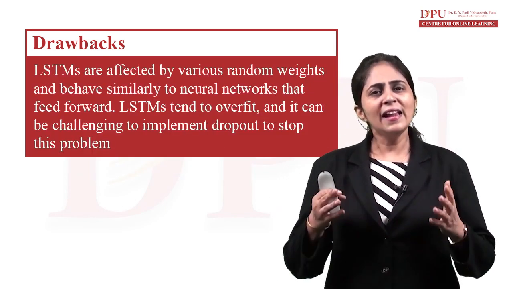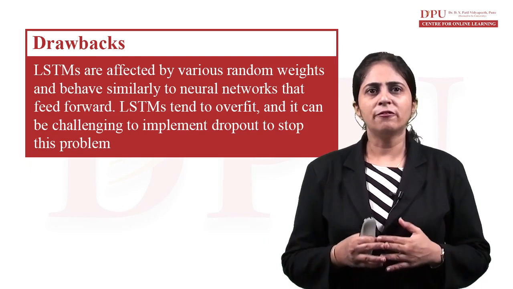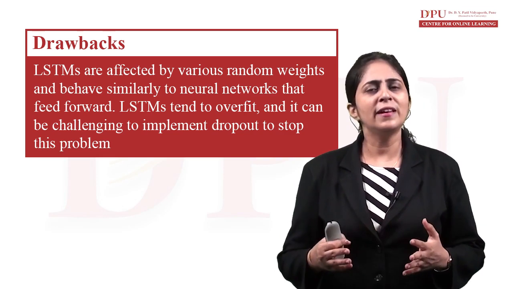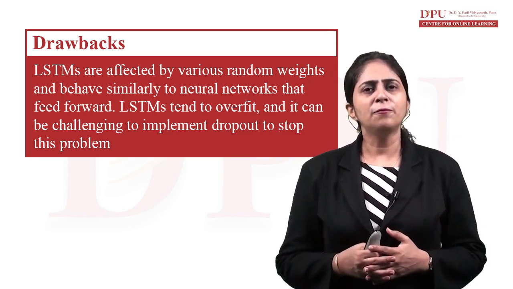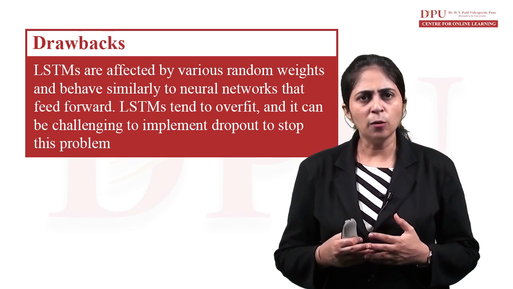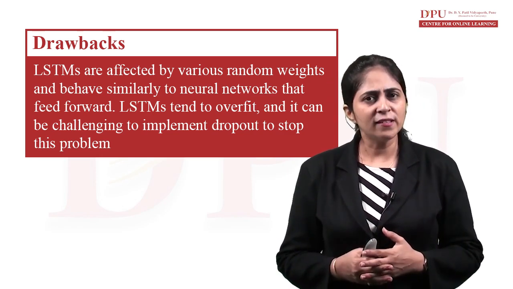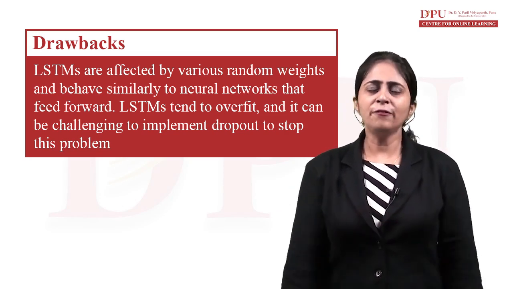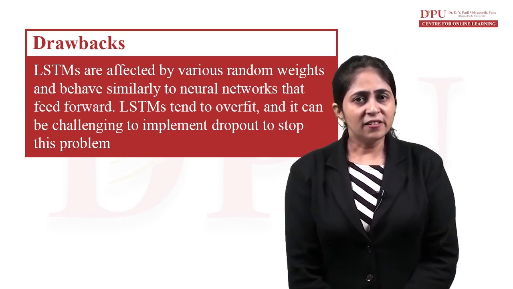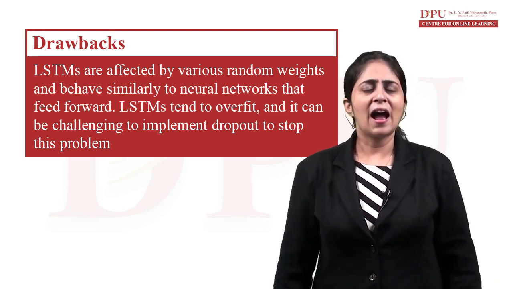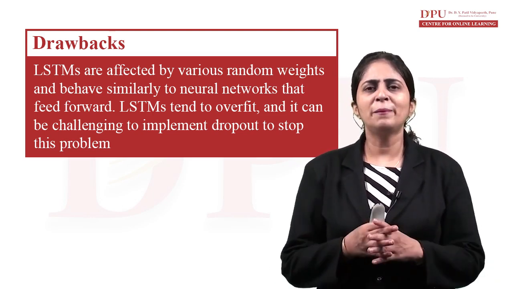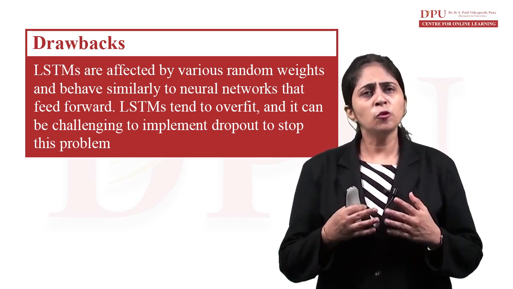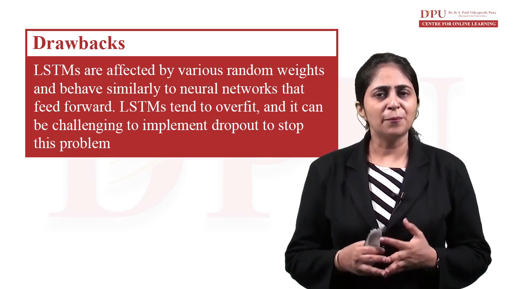Then next one, LSTMs are affected by various random weights and they behave similarly to the neural network we have in feed-forward, because they are affected by various random weights. So at some point of time they do behave like the feed-forward neural network only. LSTMs tend to overfit and it can be challenging to implement dropout to stop this kind of problem. So these are a few major drawbacks that our LSTM has.